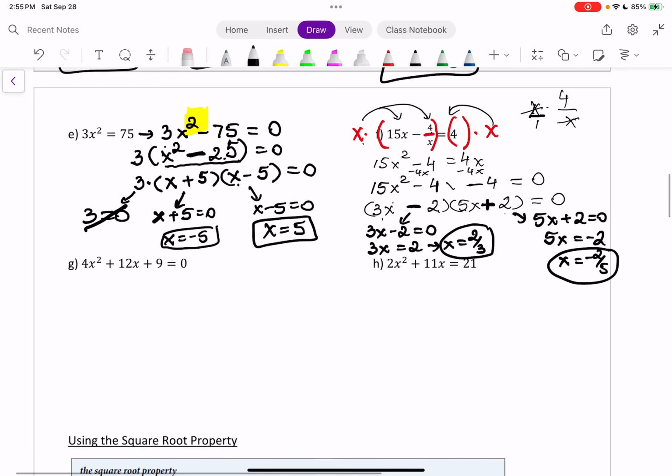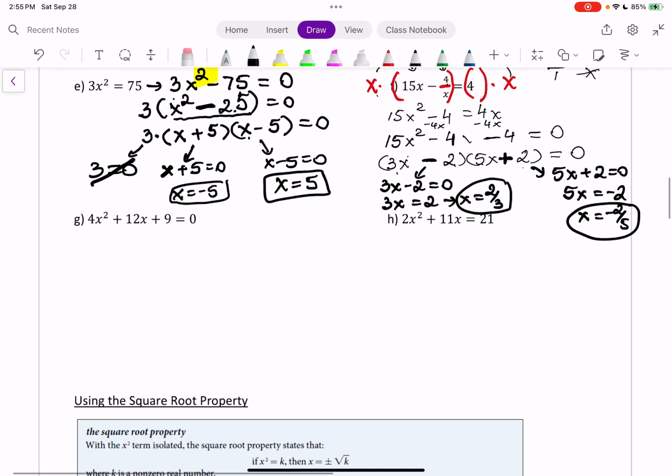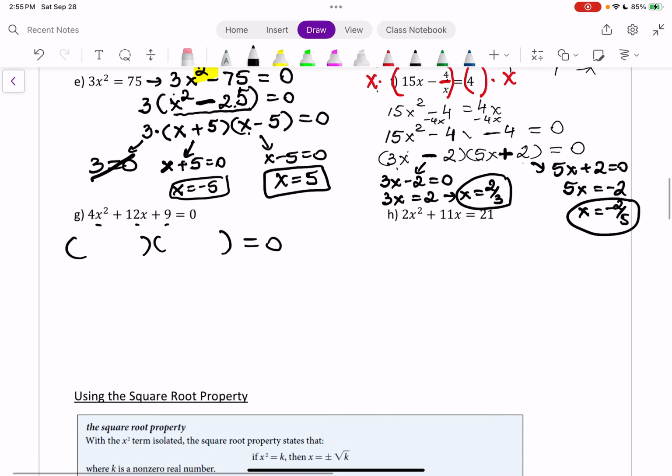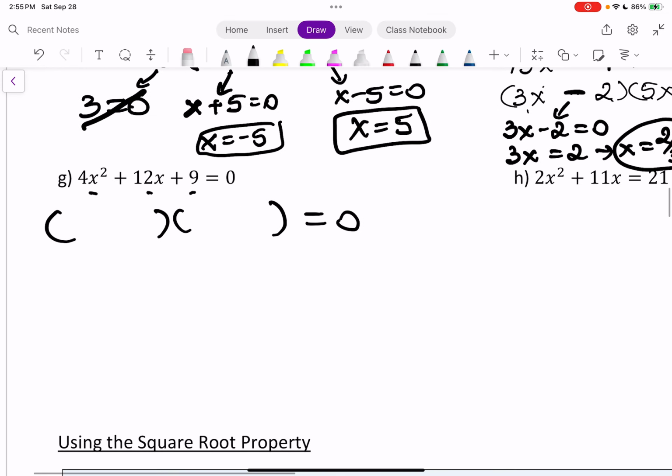Okay, here are 2 more on factoring. Again, especially with bigger numbers, think about, is there a greatest common factor? But there's not. It's a trinomial. It does not start with a 1, so therefore it's the trial and error method. So split up the 4x squared, and I'm going to split it into a 2 and a 2. Split up the 9 at the end. I'm going to try 3 and 3.